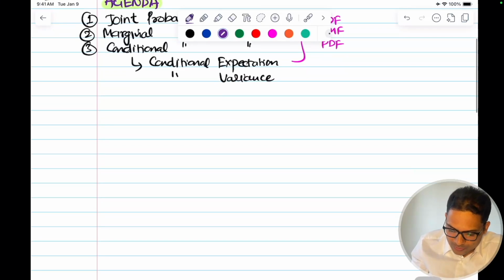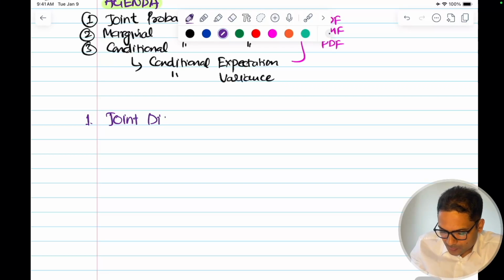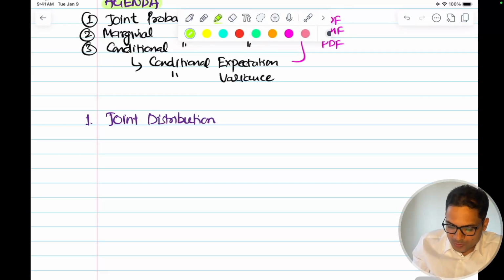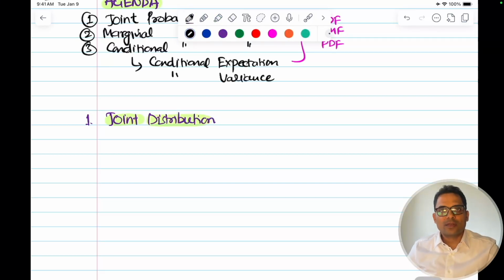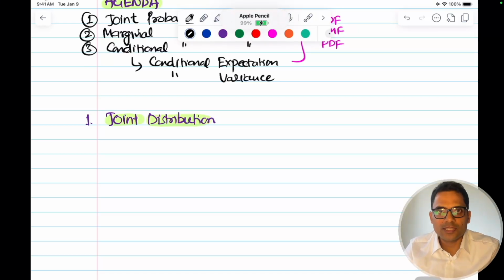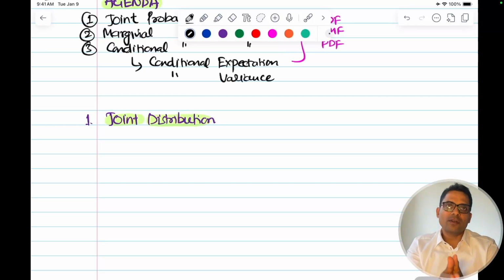Joint distribution. So let me write it down. So what is joint distribution? Till now, whatever we have learned in all the previous videos, those were with respect to one random variable. But in real world problems, we have two or more random variables for modeling any real world situation.